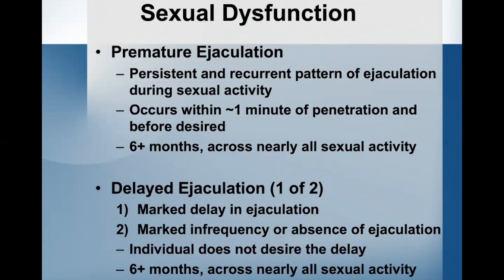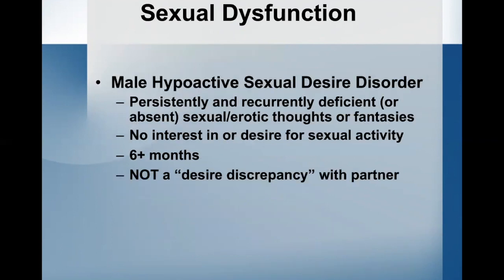Someone may also have delayed ejaculation, where they are having a lengthy period of sexual activity and they cannot have an orgasm. As a result, there's an infrequency or an absence of ejaculation, and the individual does not want to have that delay. Again, we look for this happening for at least 6 months across all forms of sexual activity. Male hypoactive sexual desire disorder.